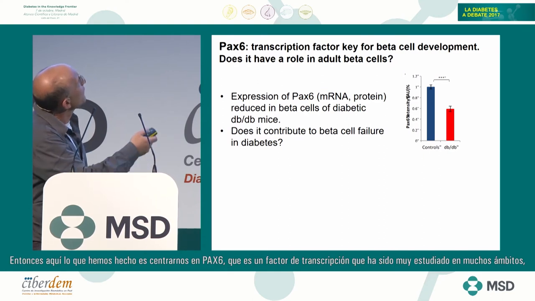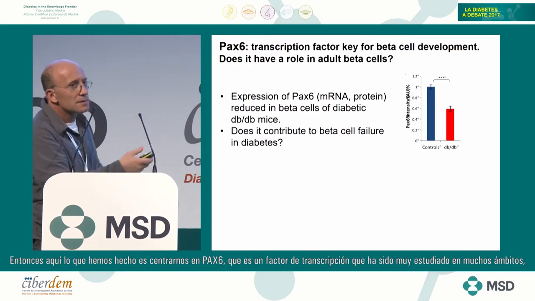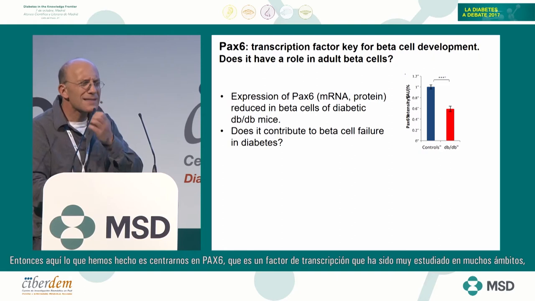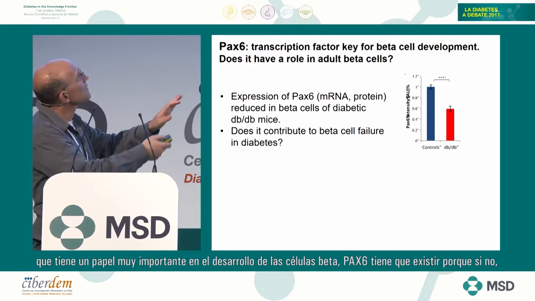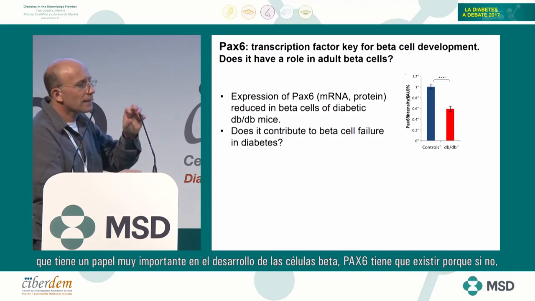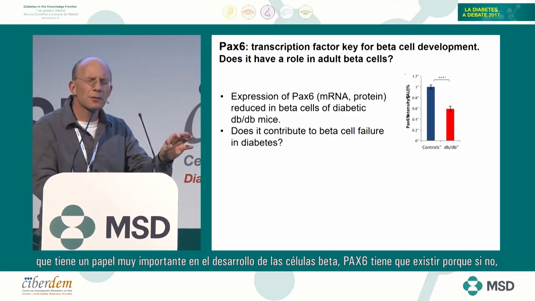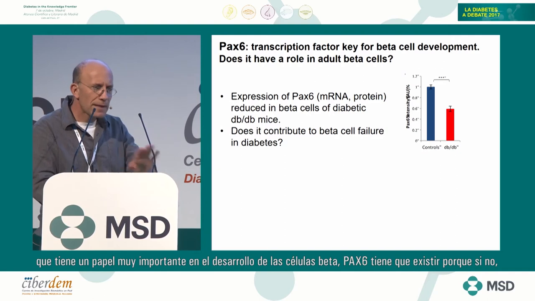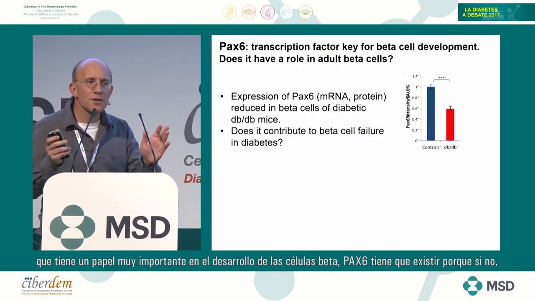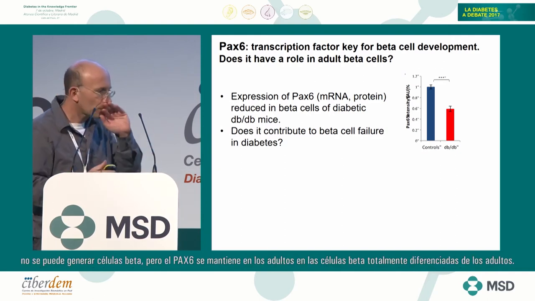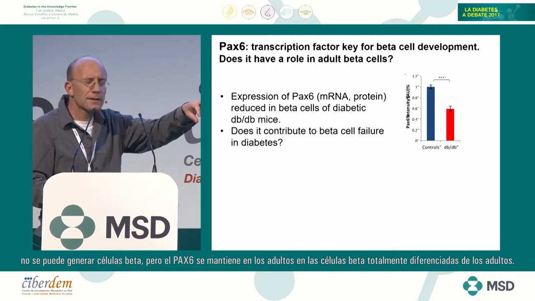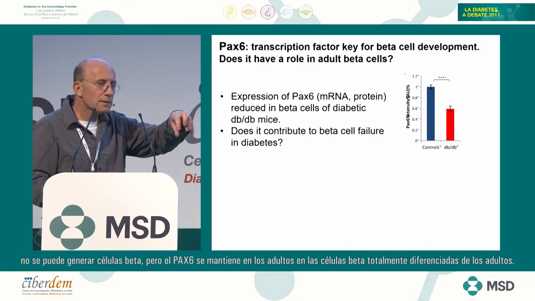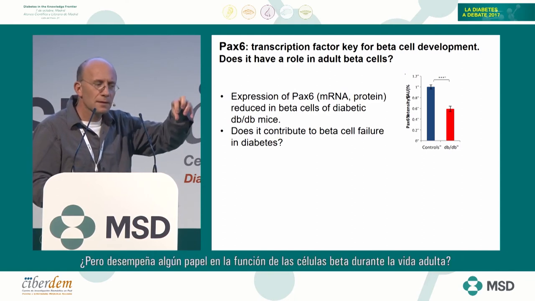So in this project, we focused on PAX6. PAX6 is a transcription factor, extremely extensively studied in many areas. For our purpose, it's well established to have a key role in beta cell development during embryonic development. PAX6 has to be there, otherwise you will not generate beta cells. But PAX6 is maintained in adult, fully differentiated beta cells. So we were wondering, does it have a role in beta cell function during adult life?